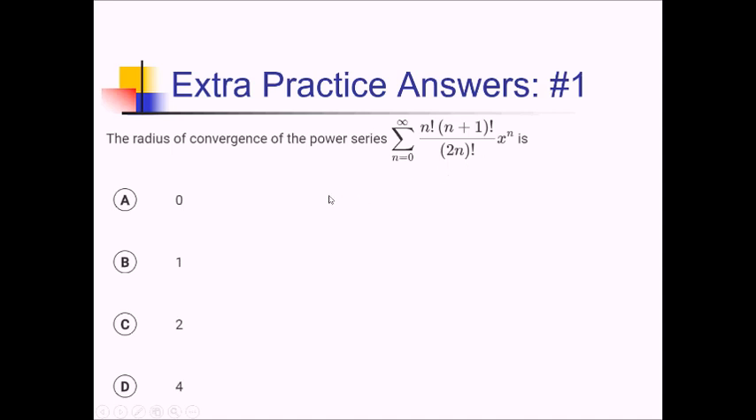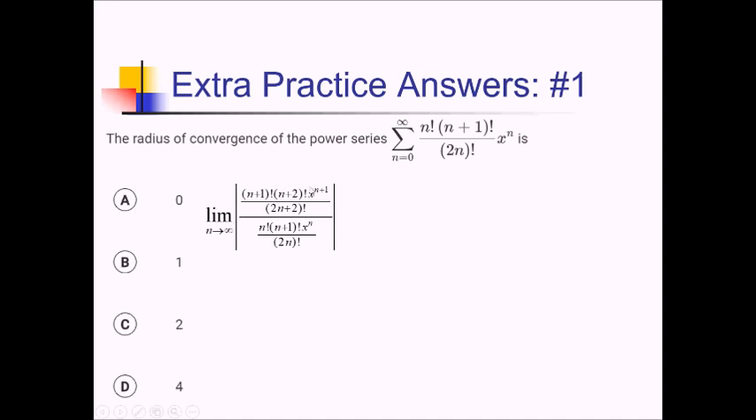So I've got the limit as n approaches infinity. We need the absolute value of the n plus 1th term over the nth term. For the n plus 1th term, we've got n plus 1 factorial times n plus 2 factorial times x to the n plus 1, all of that over 2 parentheses n plus 1, or 2n plus 2 factorial. And down below, a little bit easier, it's just copying the summand as you see it there. It's just the nth term.